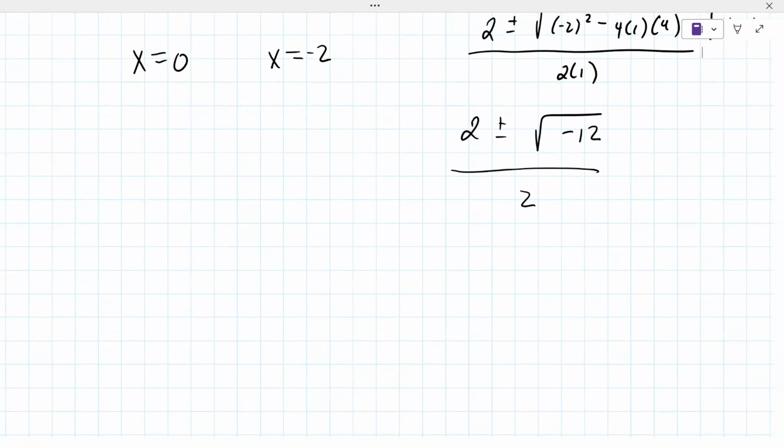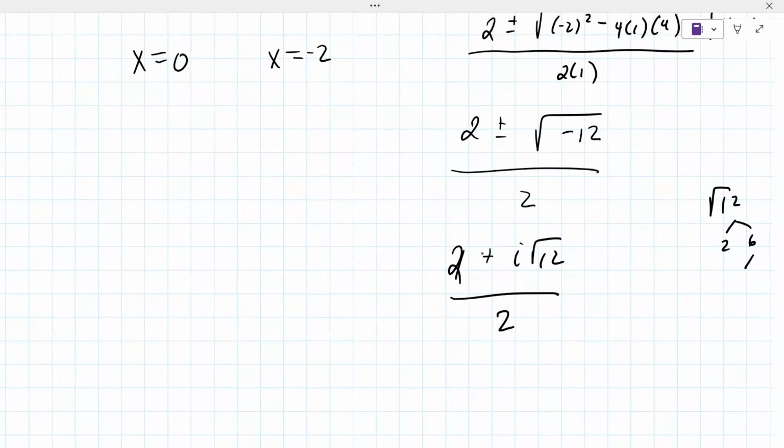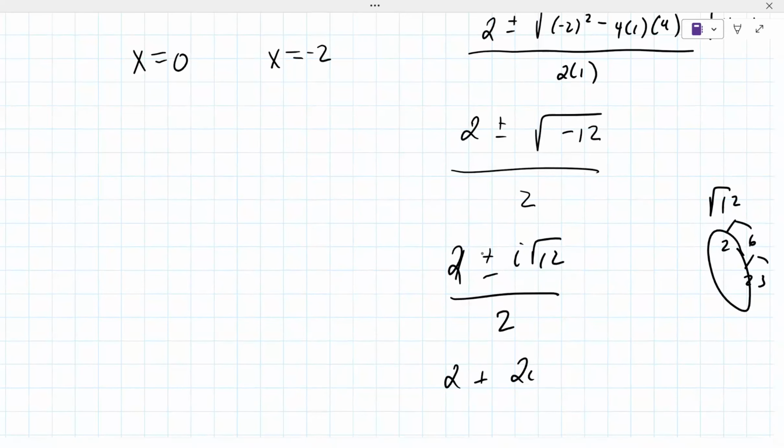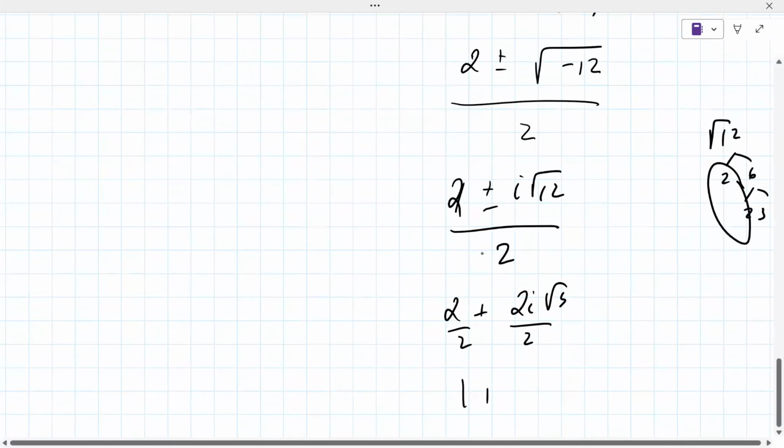Would it be 1 plus or minus root of -12? Well, the -12 reduces. I mean, it's 1 plus or minus i times the square root of 12. So the square root of 12 becomes 2 and 6, 2 and 3. When you build this factor tree, a 2 comes out. So you can take that 2 and put 2i root 3, then divide both by 2. So you get 1 plus or minus i root 3.